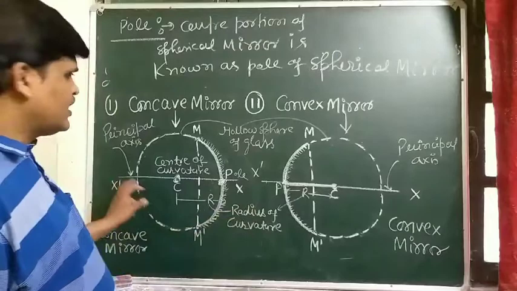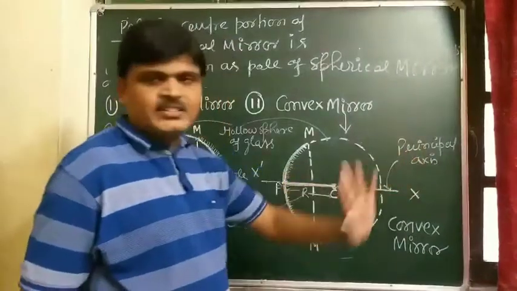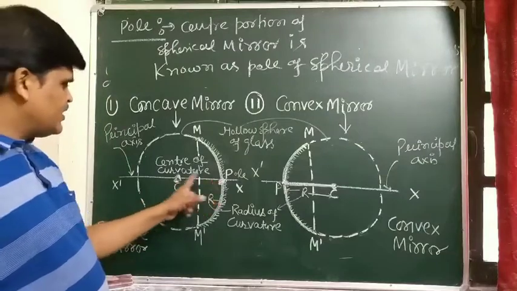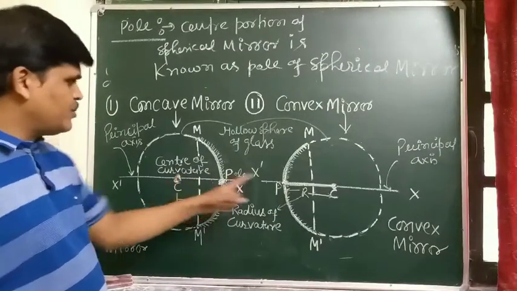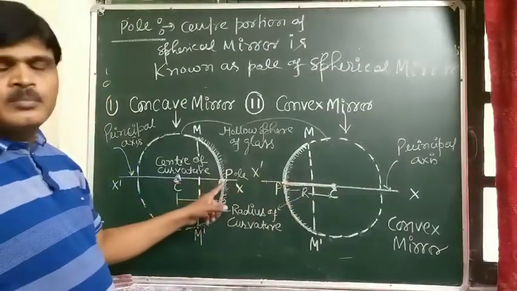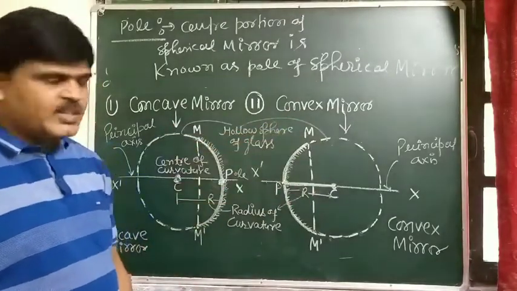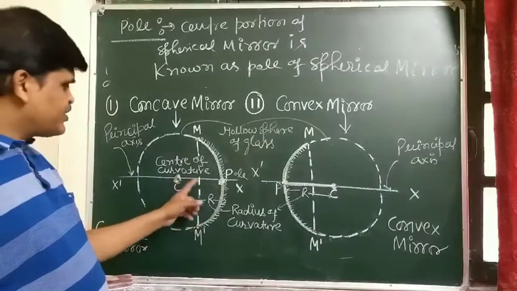Next one is what? Principal axis. Student, listen carefully. This is the point, that is the center of curvature. This is the pole of the mirror, for the concave mirror as well as the convex mirror.